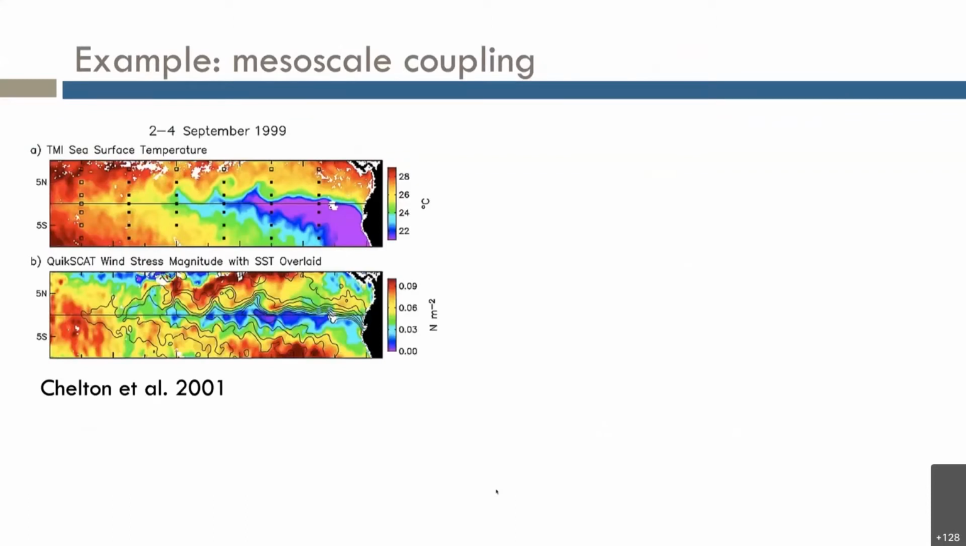This one is the mesoscale coupling. This was a paper by Dudley Chelton that was looking in the tropical Eastern Pacific. On the top is the sea surface temperature, and on the bottom is the wind stress in color with the sea surface temperature overlaid. And what you can see when you look at this is that very close physical relationship in the structure between the sea surface temperature and the winds.